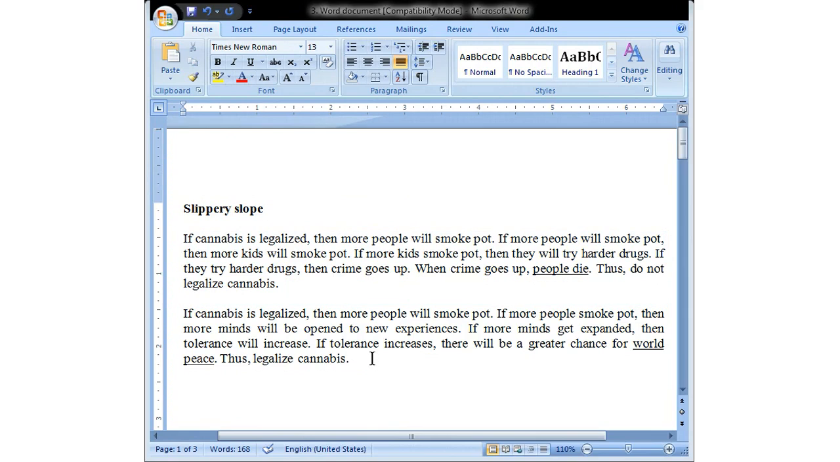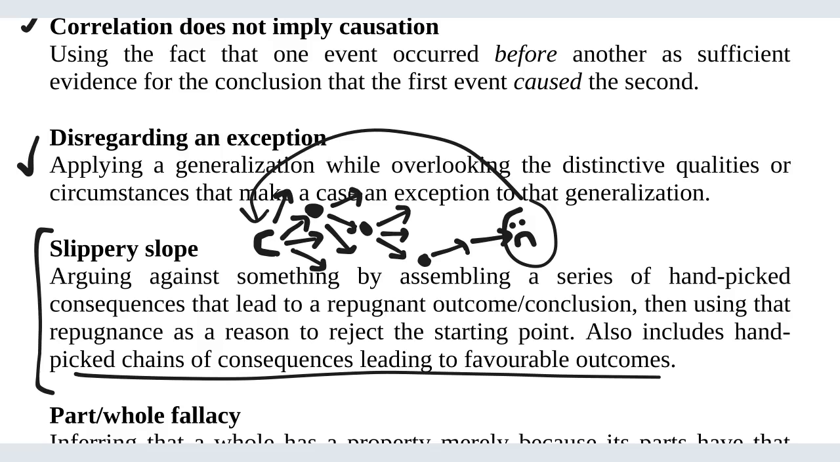And again, you don't often see slippery slopes discussed in this manner. Just be aware, they also include things where you're asked to endorse the starting position, not reject the starting position, right? So just be mindful of that when you're doing your homework. All right, let me just clear all this up.